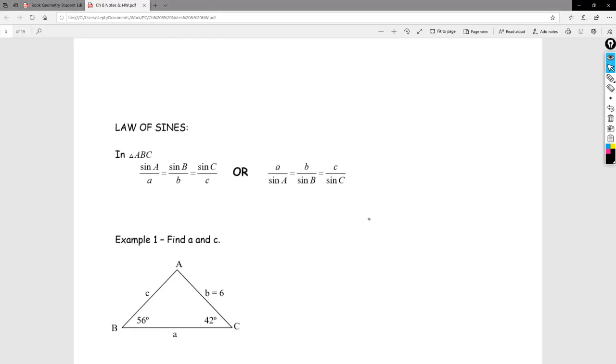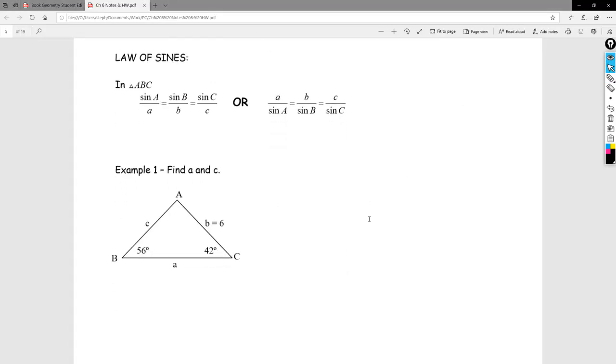Okay, so let's explore what the law of sines actually is. It's just saying that the ratio of the sine of each angle to each corresponding side length is going to be equal across the triangle. It's nothing groundbreaking there, but it is super useful practically. So in our first example, they want us to solve for a and c. They tell us that b is 6.